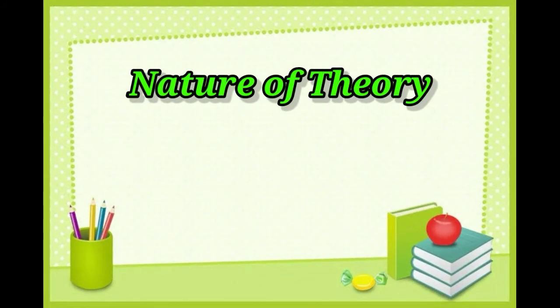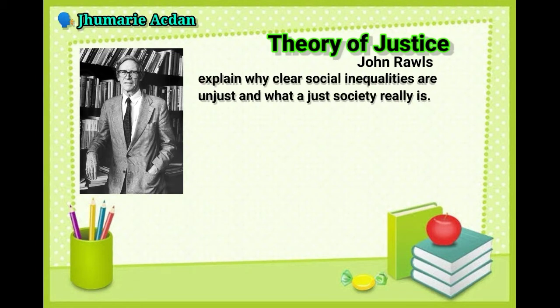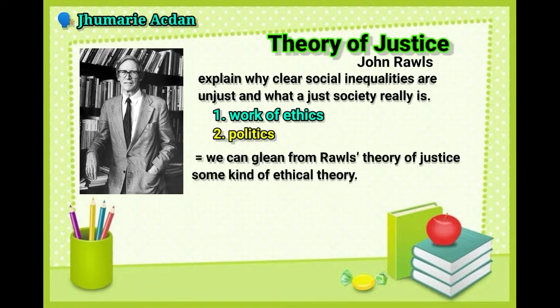Now let's move on and discuss the nature of theory. The nature of theory, or Rawls' theory of justice. John Rawls' theory of justice attempts to explain why clear social inequalities are unjust and what a just society really is. As we can see, Rawls' theory of justice is both a work of ethics and politics. Hence, we can glean from Rawls' theory of justice some kind of ethical theory.